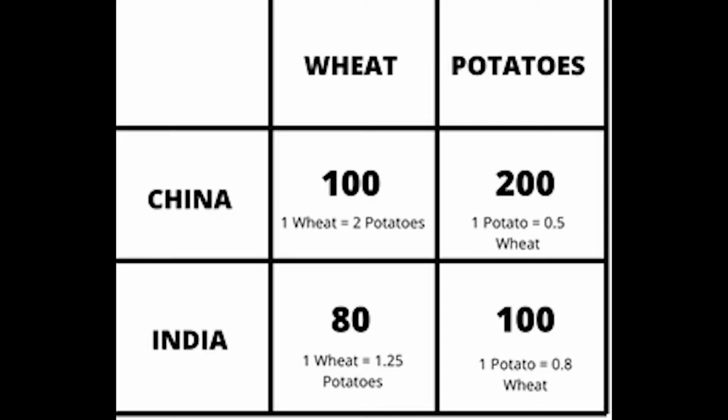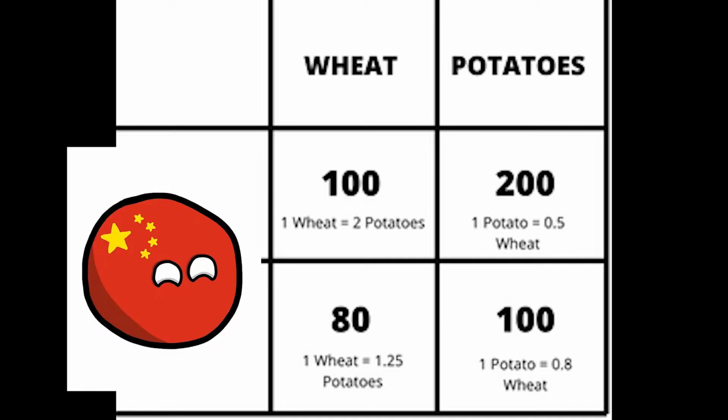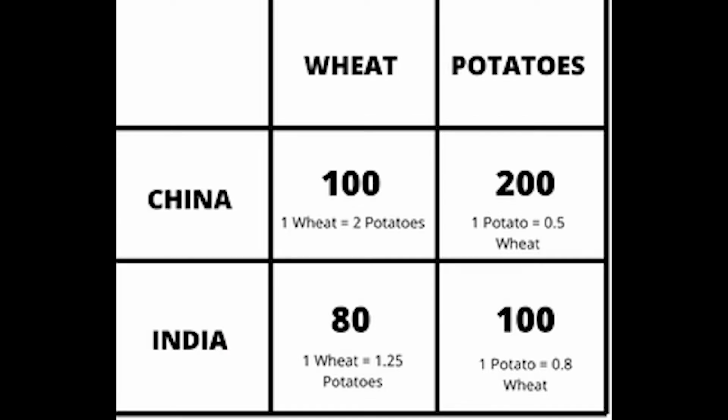Let's look at an example. In this table, you can see that China has an absolute advantage in wheat, but India has a comparative advantage in wheat. So India should produce wheat. But, Ocean, China makes more than India, so they should do it. No.